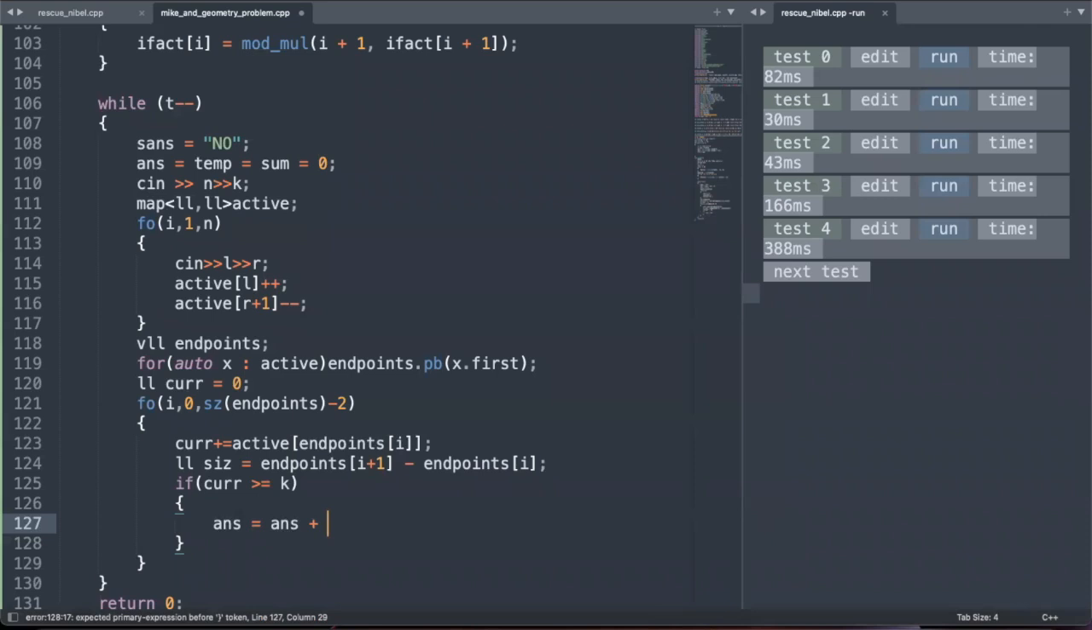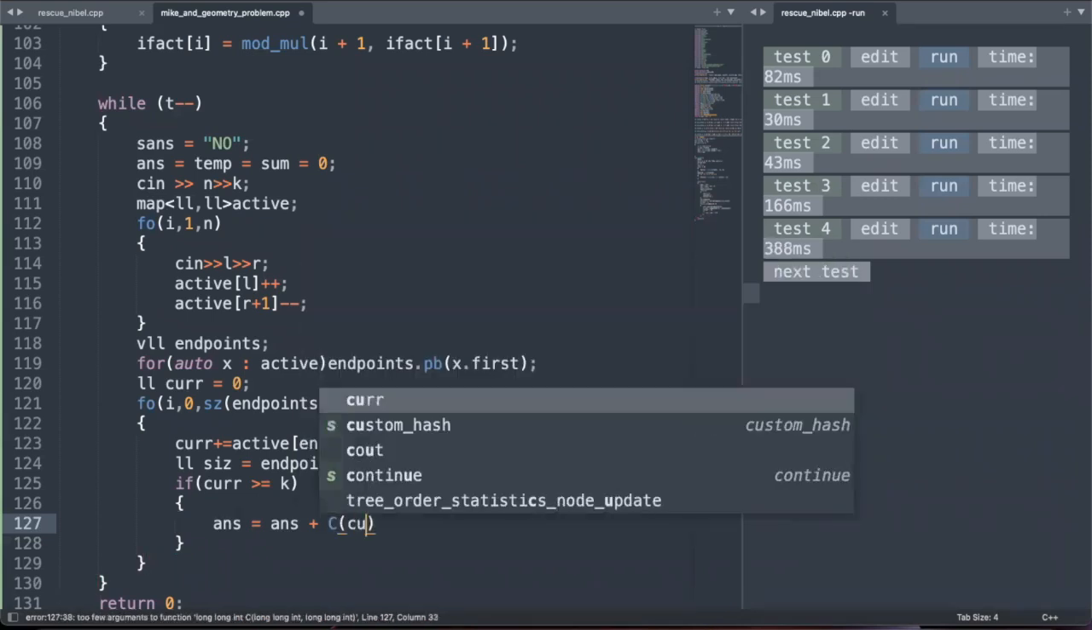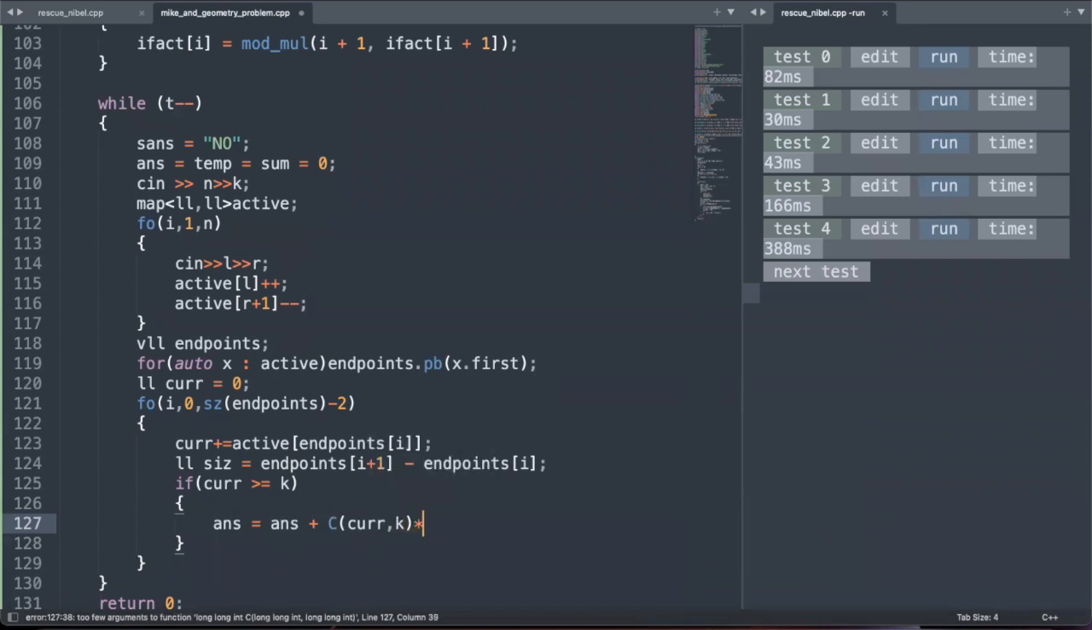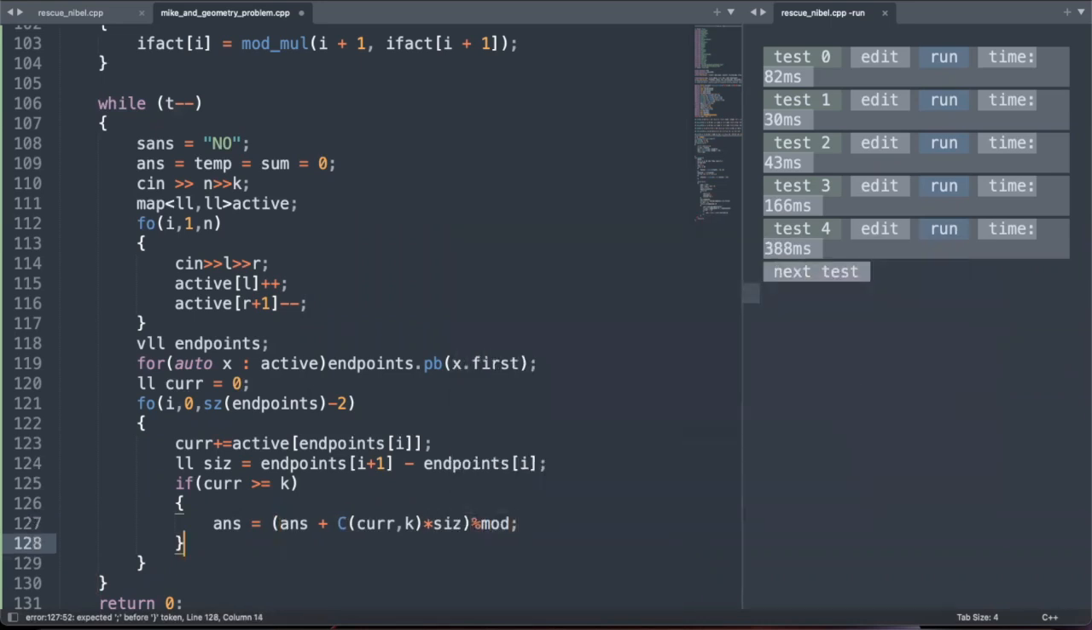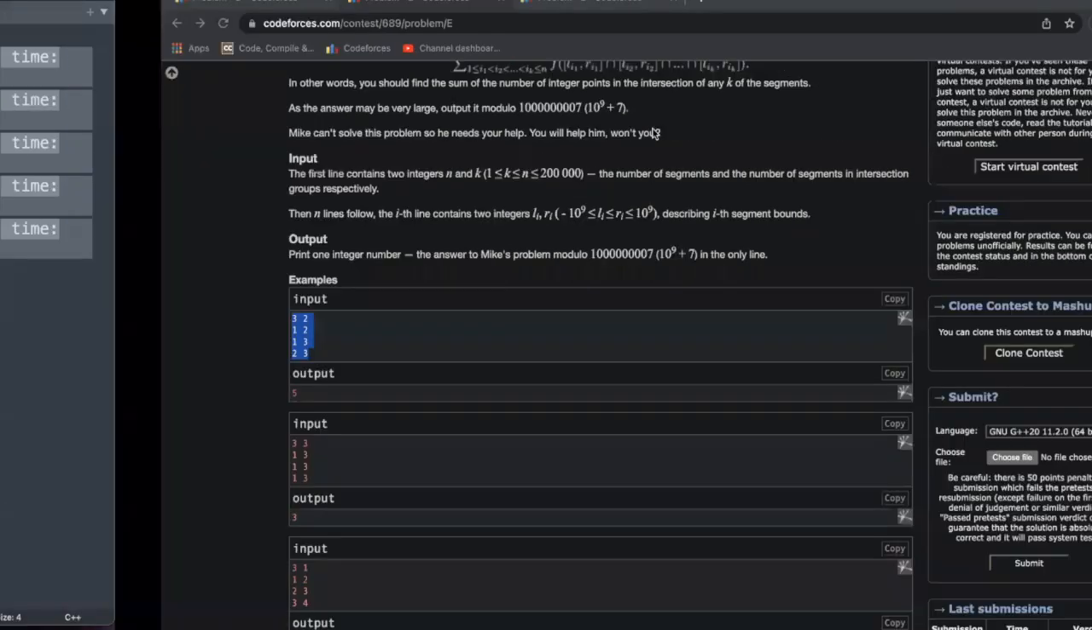So first of all, I will choose k segments out of these cur segments, right? And I will multiply it with this size, because the contribution of each element between endpoints of I plus 1 and endpoints of I is the same. Okay. So yeah, this is what I'm going to do. So this should hopefully work.